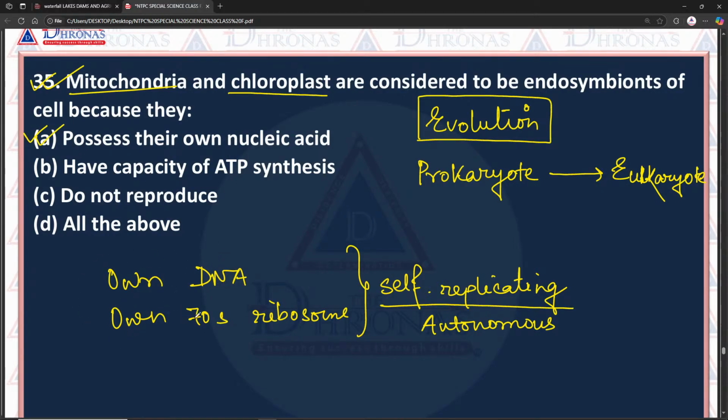Due to this properties, they have important evolutionary significance from prokaryote to eukaryote. They have their own DNA and they have their own 70S ribosome. So they can perform autonomously. That's why they are also known as self-replicating.